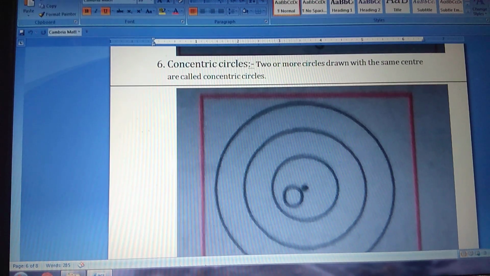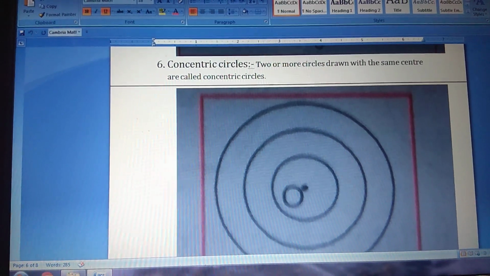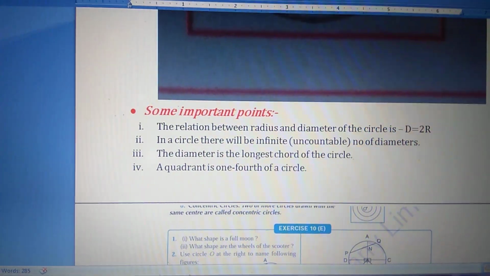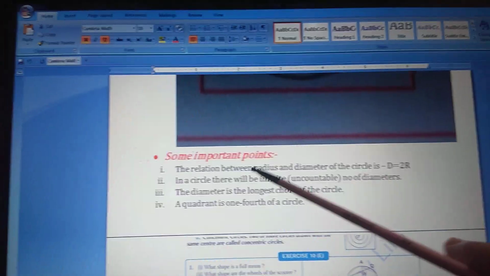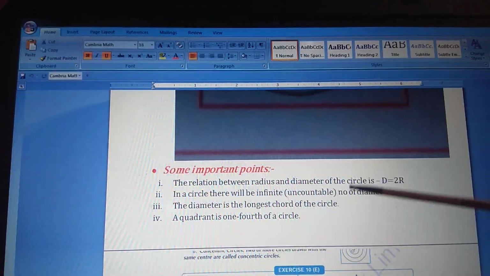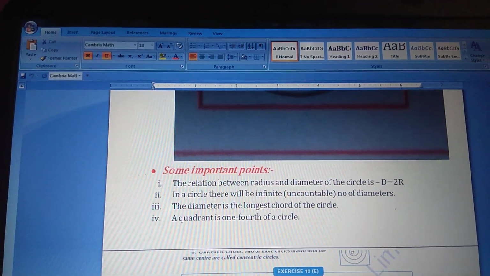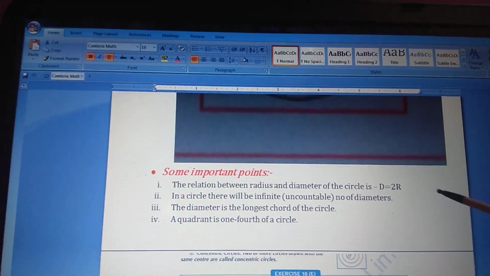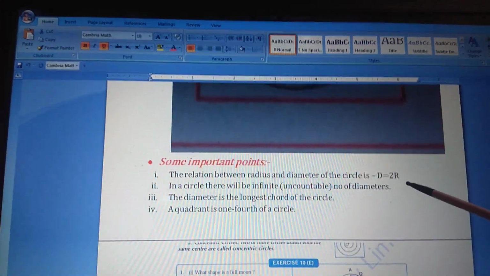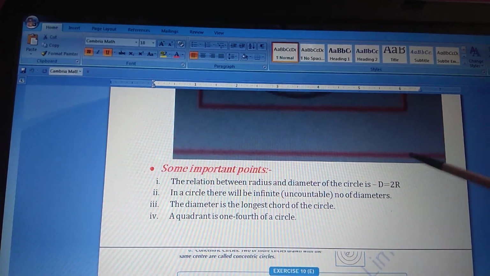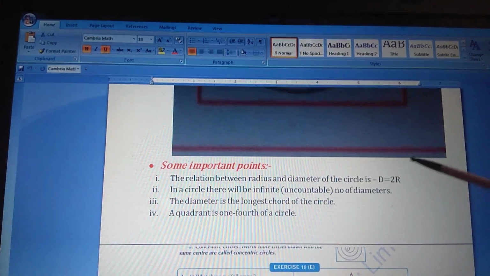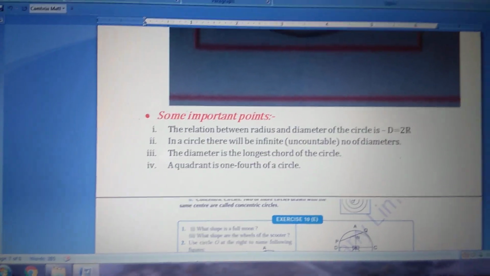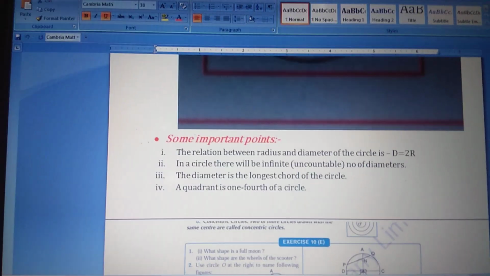Now I am going to discuss some important facts and points related to this topic. The relation between radius and diameter of a circle: diameter is twice the radius. That means if the radius is 4, then the diameter will be 2 into 4, which is 8. So diameter is always double that of the radius. In other words, the radius is half of the diameter.